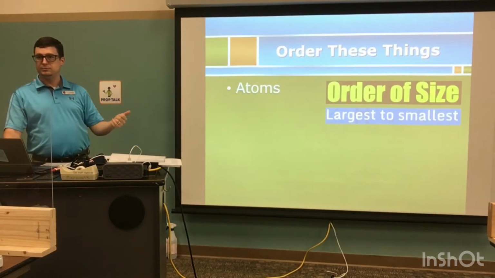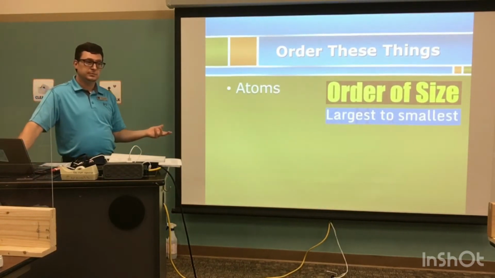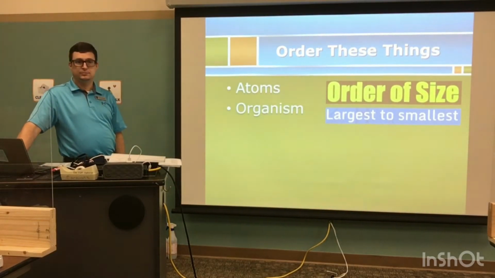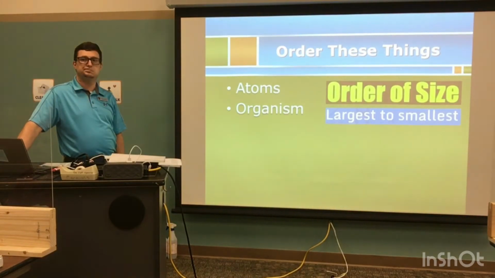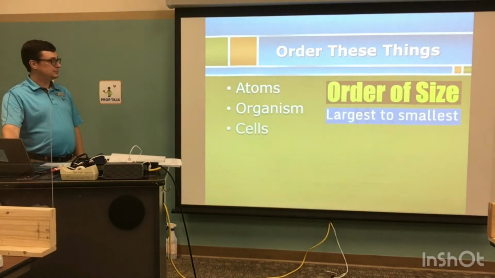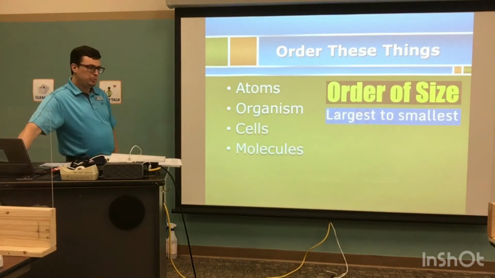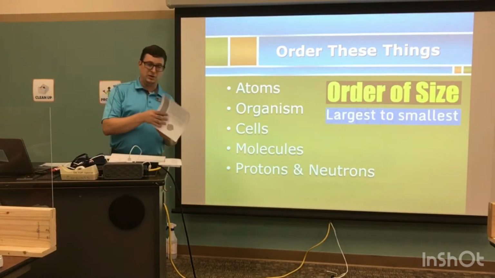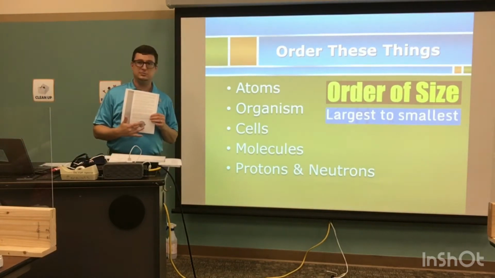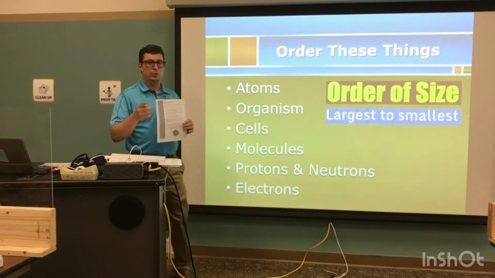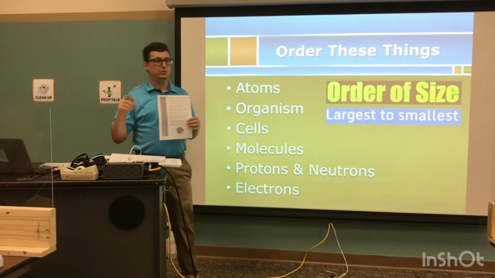Atoms. You know, they're tiny. How do they compare in size to an organism? One entire living organism. How does that compare in size to cells? What about molecules? How big are molecules in this list? And then protons and neutrons, obviously parts of atoms on your handout. And then finally, electrons. Electrons are constantly on the move, going around and around and around the nucleus.